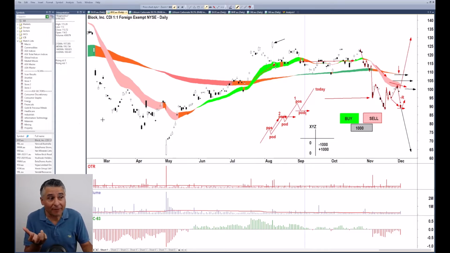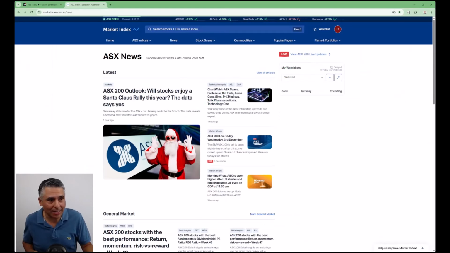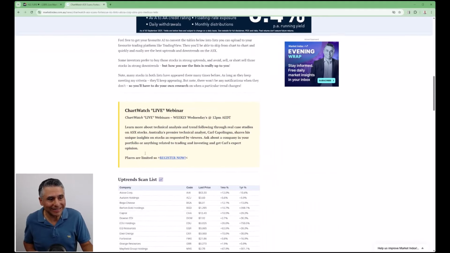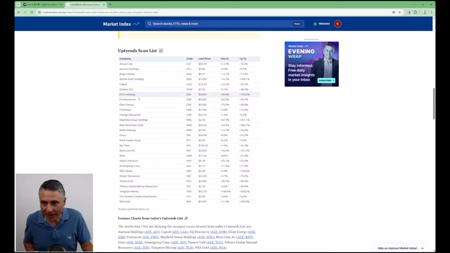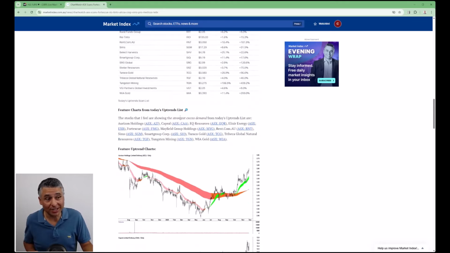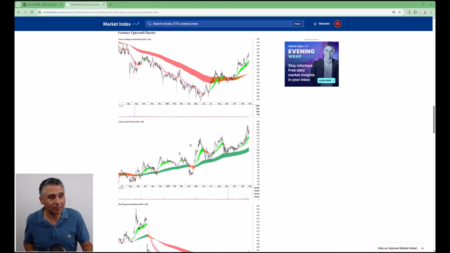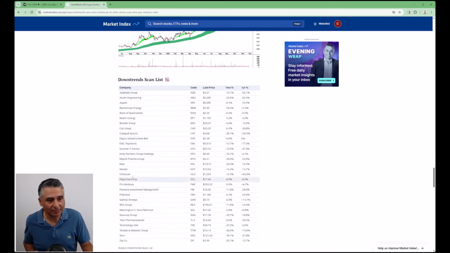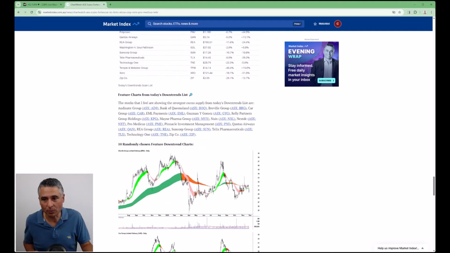Bill's question is, what is my favourite momentum short at the moment? And the good news is I actually publish these every day for you. If we head over to ChartWatch ASX scans, then we can see that each day I create a list for you of my favourite uptrends. Okay, and then actually narrow it down to a shorter list. And if we scroll down, we'll eventually get to my favourite downtrends. Okay, and then a short list of those as well. So I don't think I can answer your question more comprehensively than that, Bill.